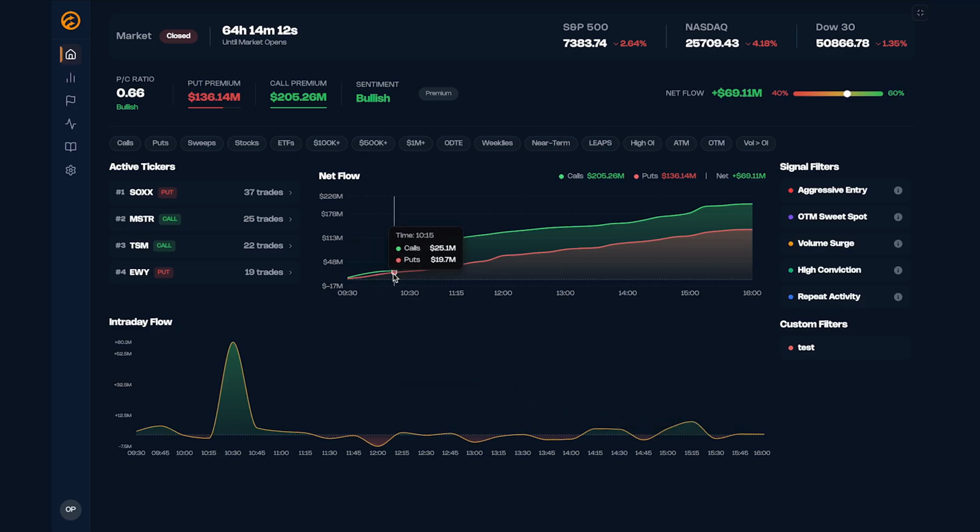On the right side, you'll see our net flow chart. This visual tracks cumulative options premium throughout the trading session. Green represents bullish call activity. Red represents bearish put activity. The net line helps traders quickly determine whether buyers or sellers are controlling the flow during the day.